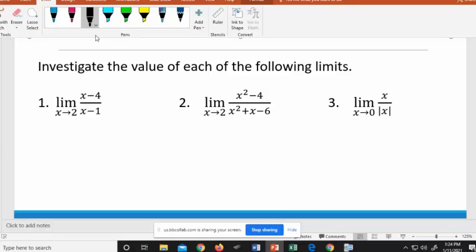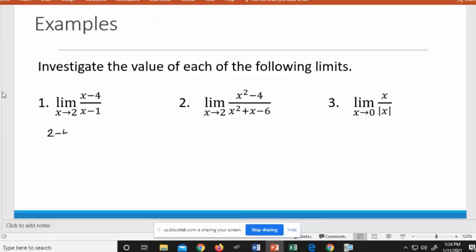Instead of x, we have 2? You could possibly use direct substitution. That's a possibility. Let's try it. Okay, so 2 minus 4, I'm just plugging 2 in, over 2 minus 1. So negative 2 over 1, so just negative 2. I think that is it.